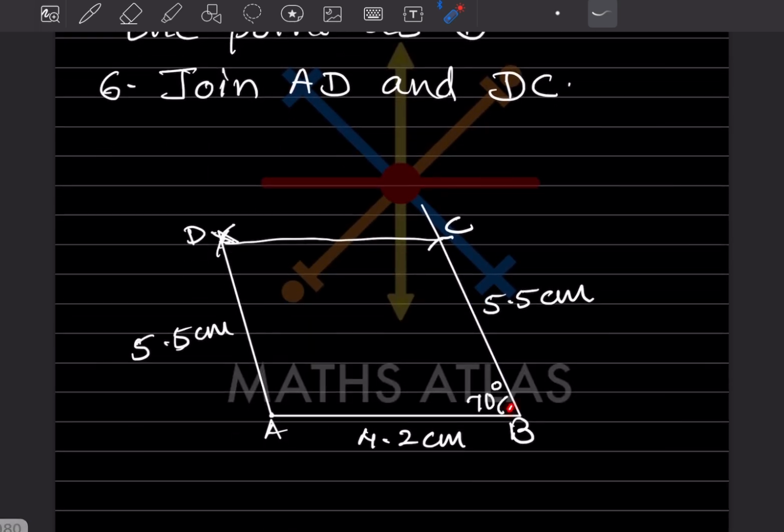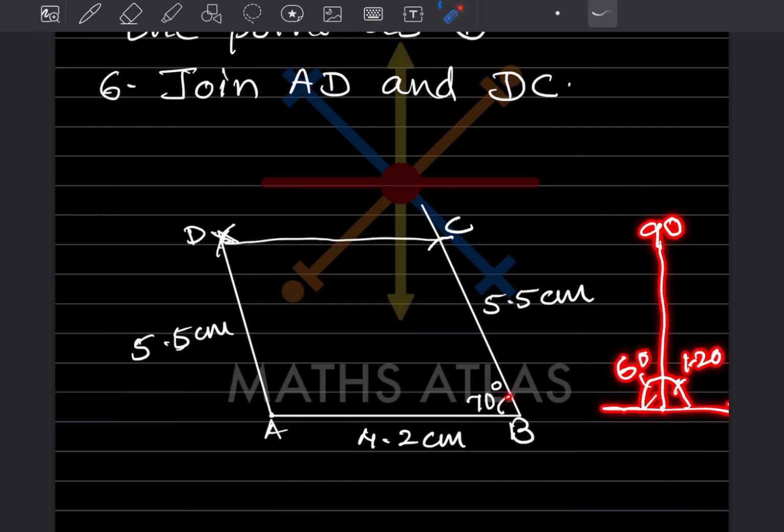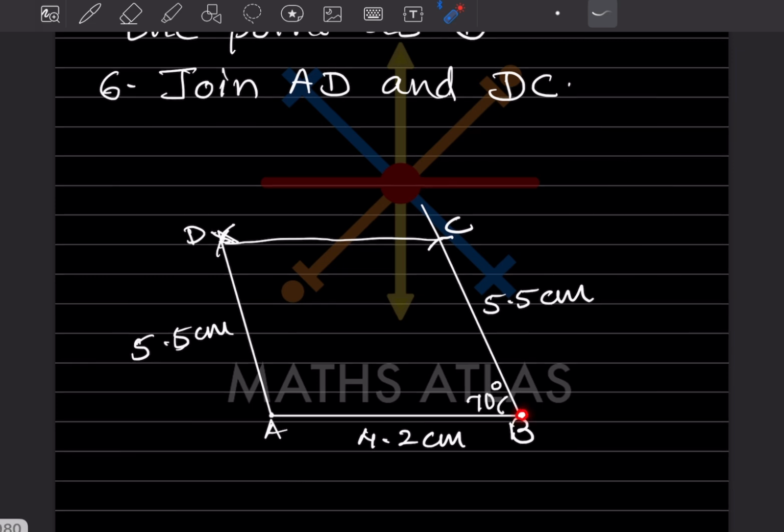Whenever we have 70 degree, we cannot do the actual construction by taking the perpendicular, because whenever we draw the perpendicular line and cut it into 2 parts, this is 60 degree and this will be 120 degree. We cannot do the construction for 70 degree directly by taking the perpendicular line. So what will you do? With the help of the protractor, you will keep your protractor over here and take directly 70 degree, and you will draw one line here.